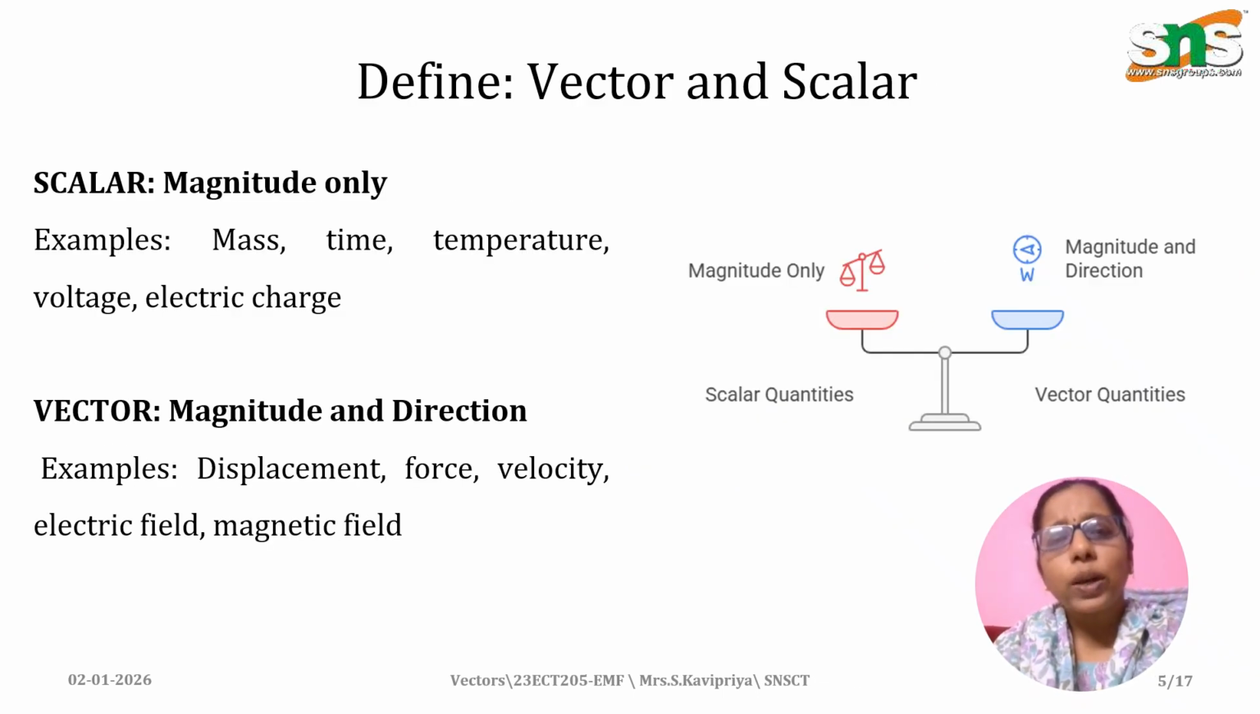And next is what a scalar is and what a vector is. Both scalar and vector are physical quantities, where a scalar is a physical quantity which has only magnitude. Examples of scalars are time, temperature, etc. Whereas a vector is also a physical quantity which has both magnitude and direction. Examples are acceleration, velocity, displacement, etc.